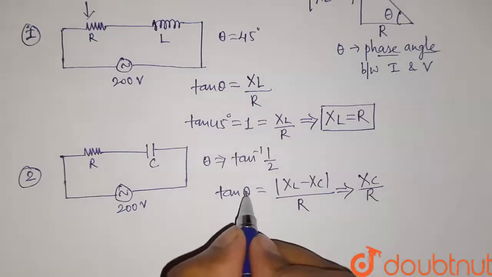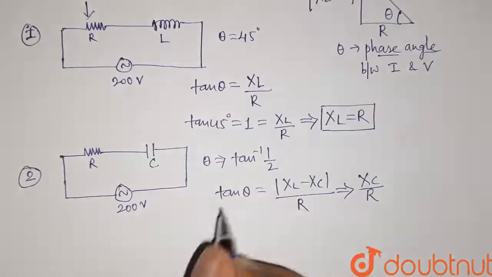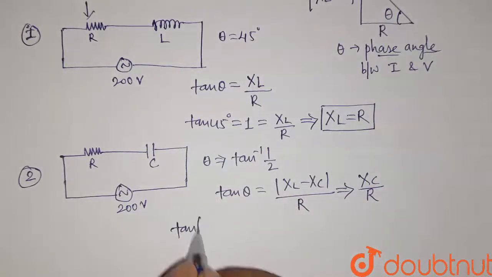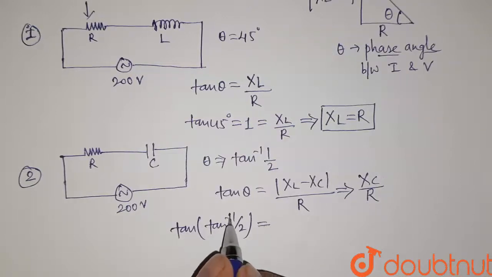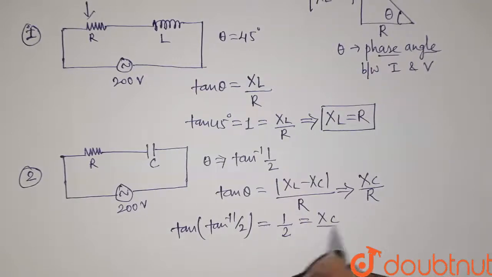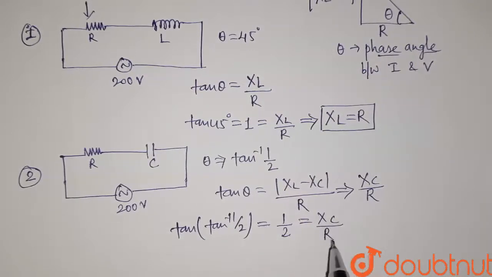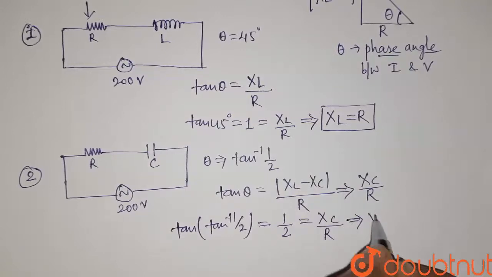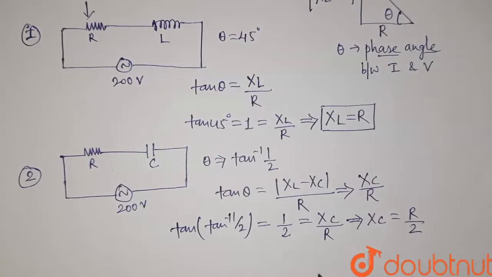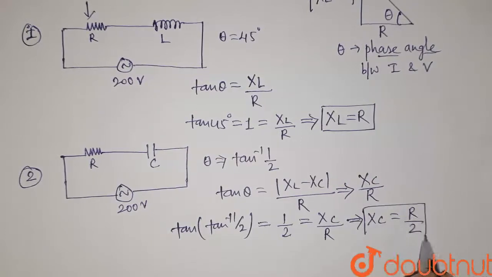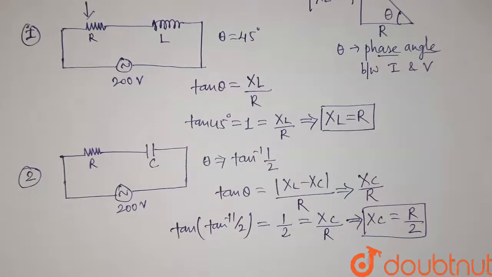The value of theta is tan inverse 1 by 2. So we have tan of tan inverse 1 by 2, which is equal to 1 by 2, and that is equal to XC by R. So from this we have the value of XC equal to R by 2. So this is the value of XC and this is the value of XL.